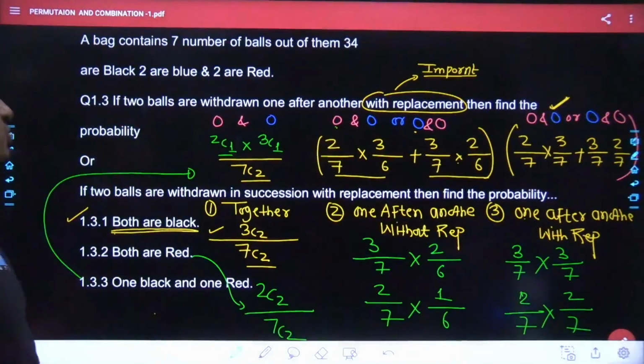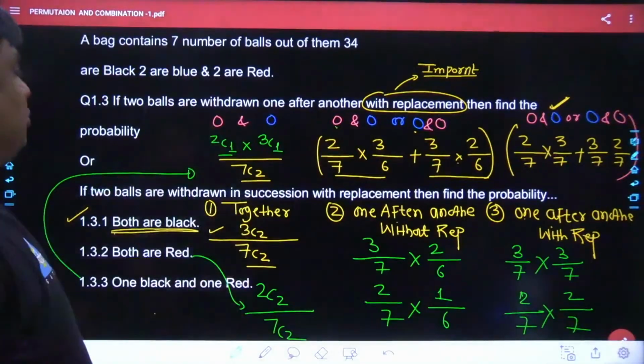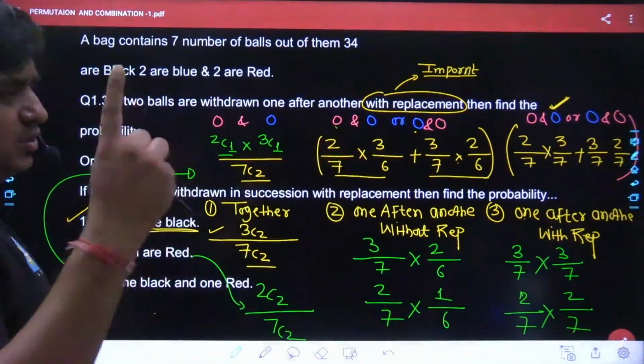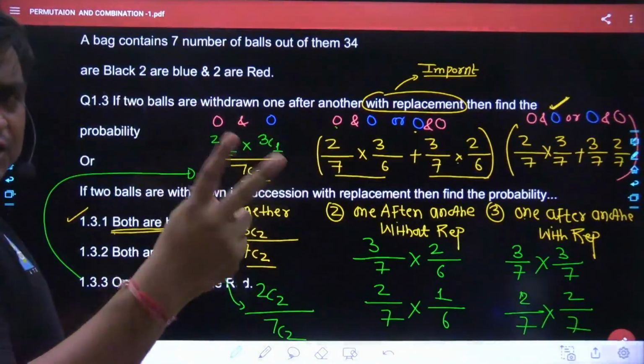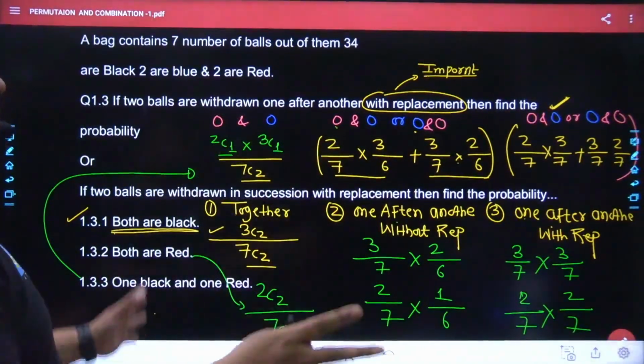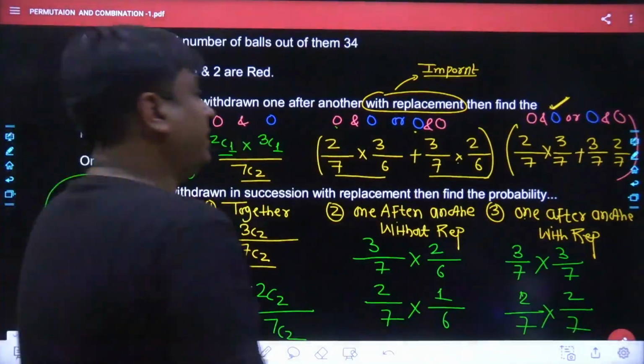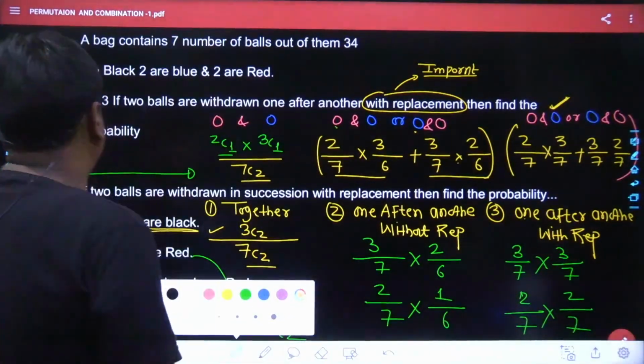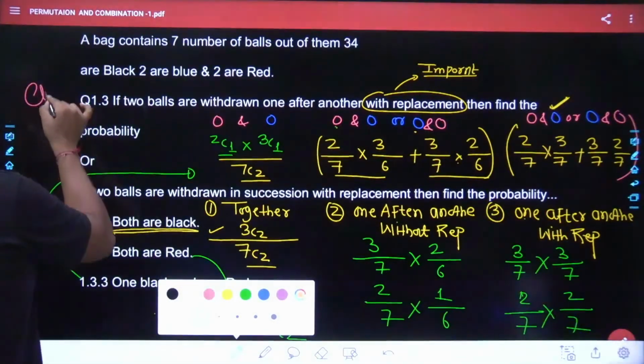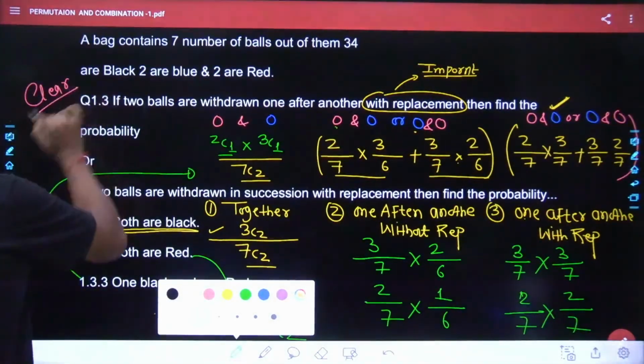I would like to know from each one of you about the comparison table which we have made in the 2 different ways: simultaneous selection, successive selection, without replacement and with replacement. Whether the concept is clear to all of us. If it is really clear, write clear somewhere, and then we will move ahead. Whether it's clear or not.